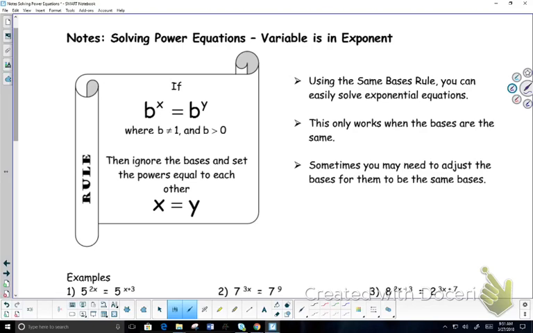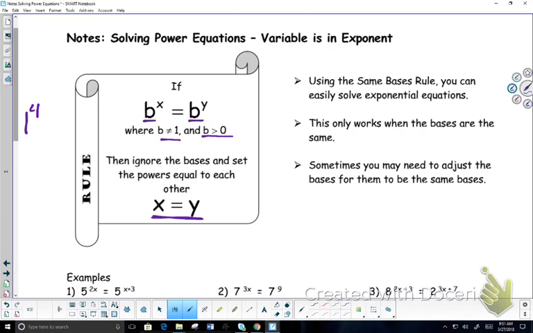When you have same bases, for example, this is b to the x and b to the y. Since those bases are the same, you are able to drop the base and you can set your exponents equal to each other. Keeping in mind that b has to be greater than 0 and b cannot equal 1. For example, why can it not equal 1?